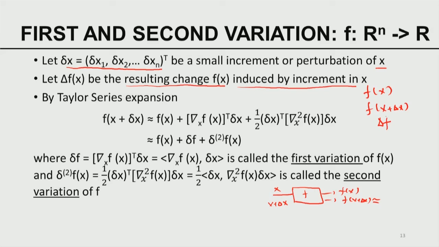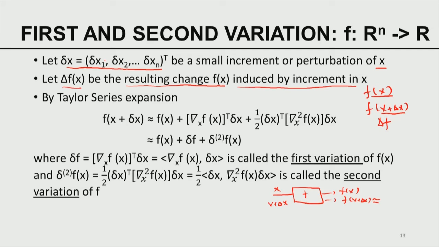So what is delta f? Delta f is the difference between the new value and the old value, the induced perturbation. So input perturbation, induced perturbation; delta f is called the induced perturbation. This is the input perturbation. So if f is a smooth function, what does it mean? It is differentiable up to order 2, that is C2. You remember the notion of C2?